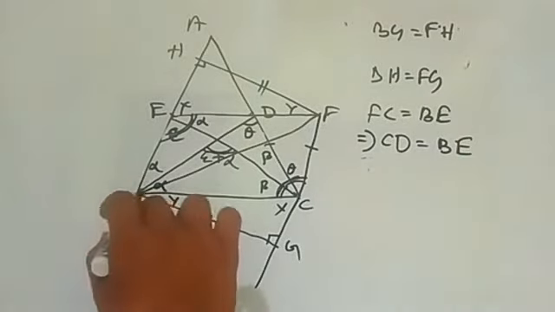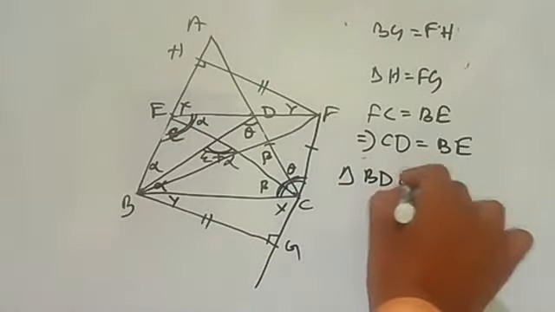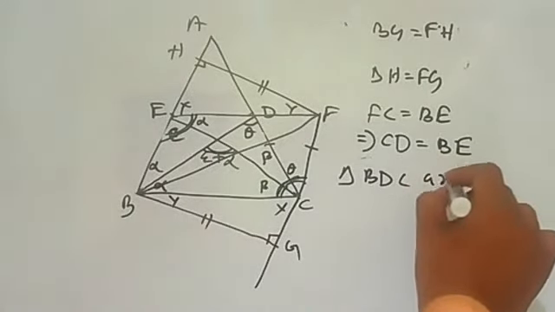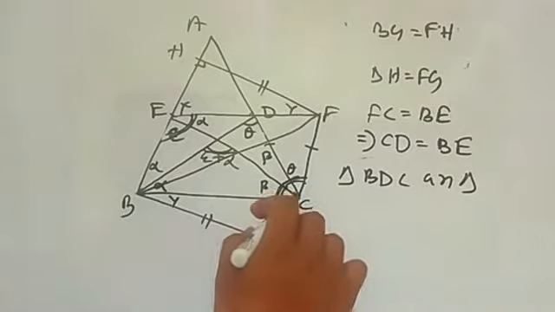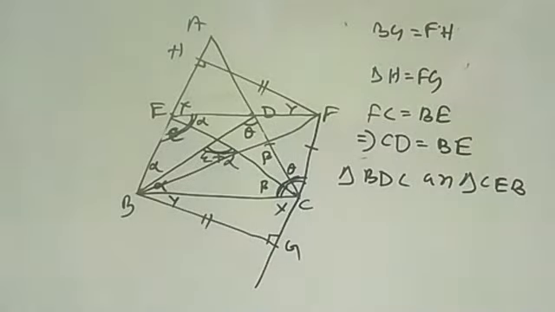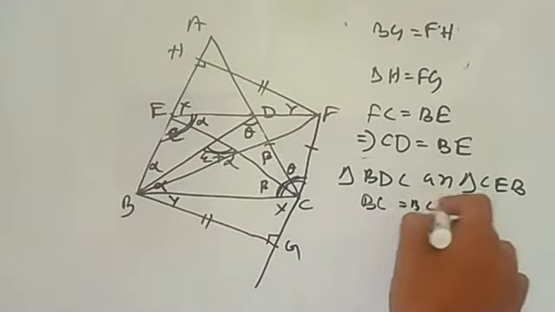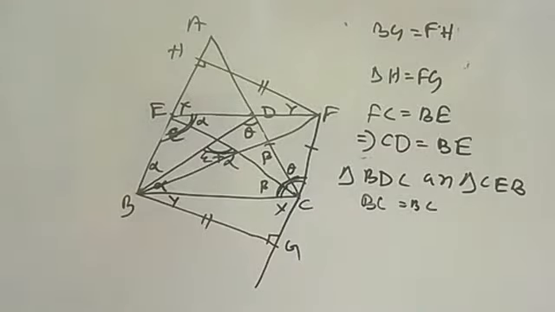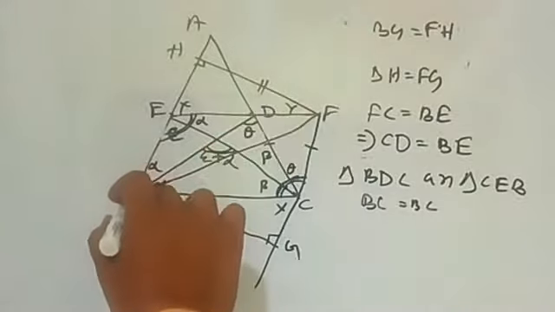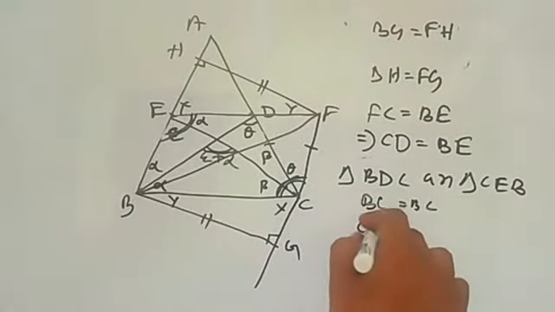Now come to these two triangles, triangle BDC and triangle CEB. In both triangles, BC is common, BC is equal to BC. And CD is equal to BE.